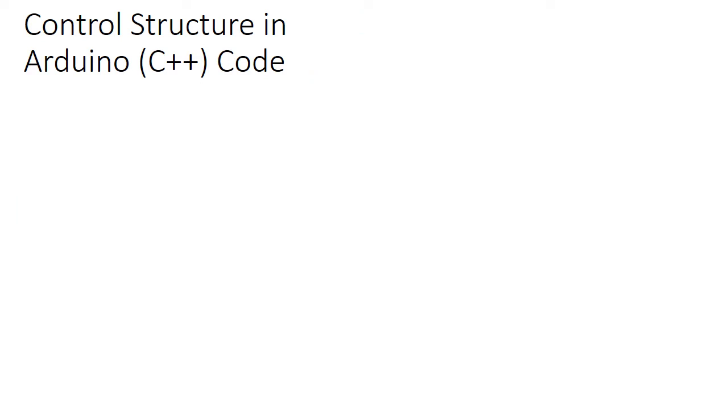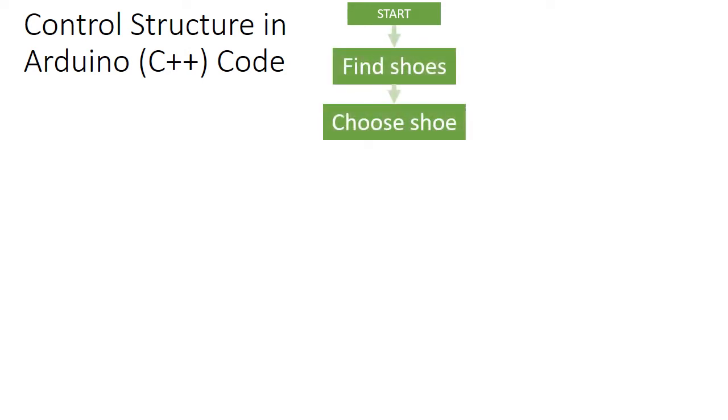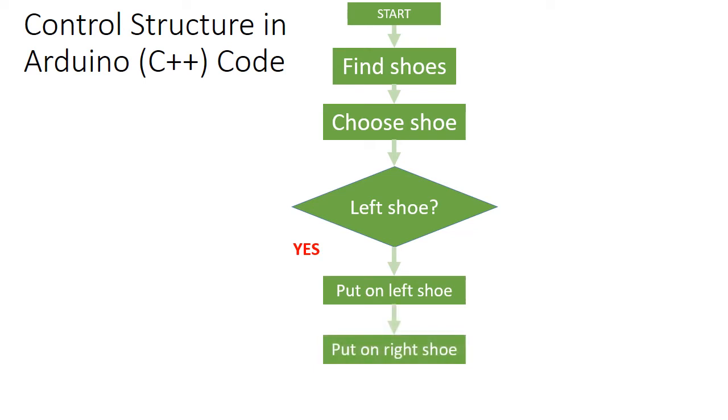Let's look at another example. This time, we're interested in carrying out the task of putting on shoes. The first step is to find shoes. The next step is to choose a shoe to put on. Presumably, we have a pair. The question is, is the shoe the left shoe? If the answer is yes, it is, we put it on. And then we put on the right shoe. And then we're done. We put on our shoes. But it's possible that the shoe that we picked up was not the left shoe.